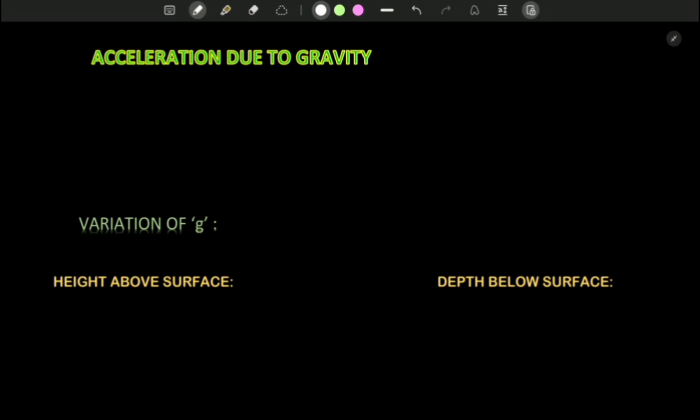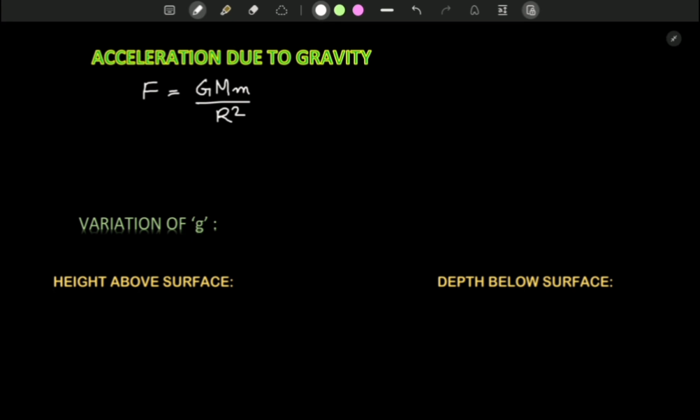Next we need to know what is the acceleration due to gravity. Suppose the mass of the earth is taken to be capital M and its radius is r. So applying the Newton's law of gravitation, I can say that the force F is equals to G m by capital R square. This small m is the mass of the object around which the force will act.